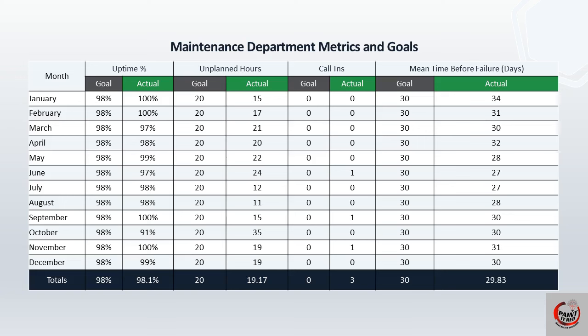Here's a one-year snapshot of a maintenance department's metrics and goals. By comparing actual performance to goals, we can identify areas for improvement and celebrate successes. In this example, the company is tracking uptime, unplanned maintenance hours, the number of call-ins, and mean time before failure.